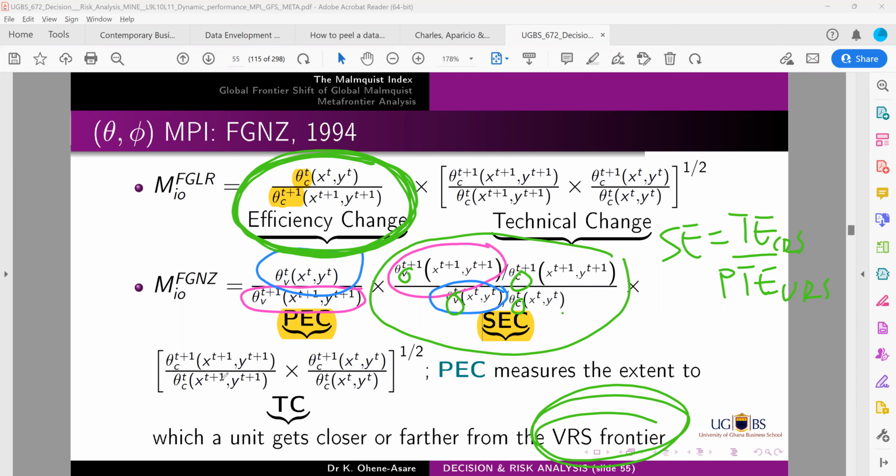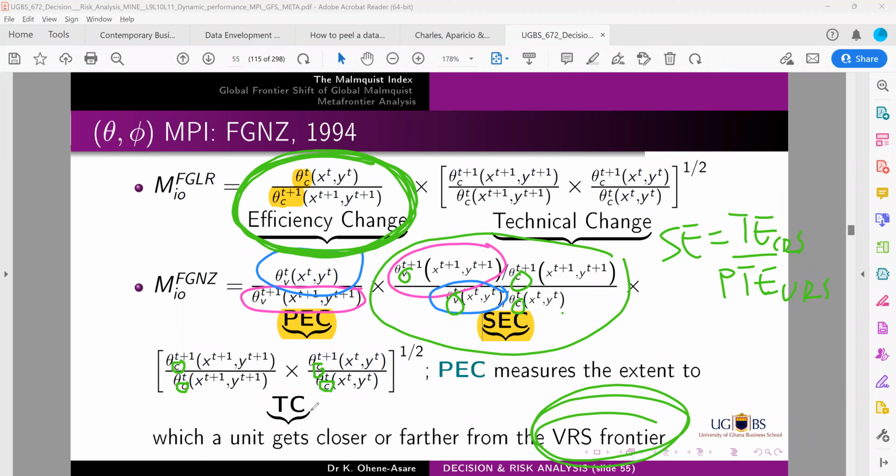But look at the technological change. Fair, Grosskopf, Norris, and Zhang did not do anything with the technological change. Look at it. It still has the C. It's still relative to the constant returns. So even though the efficiency change has now been made to be related to the variable returns, the technological change was not made to be related to the variable returns under Fare, Grosskopf, Norris, and Zhang.